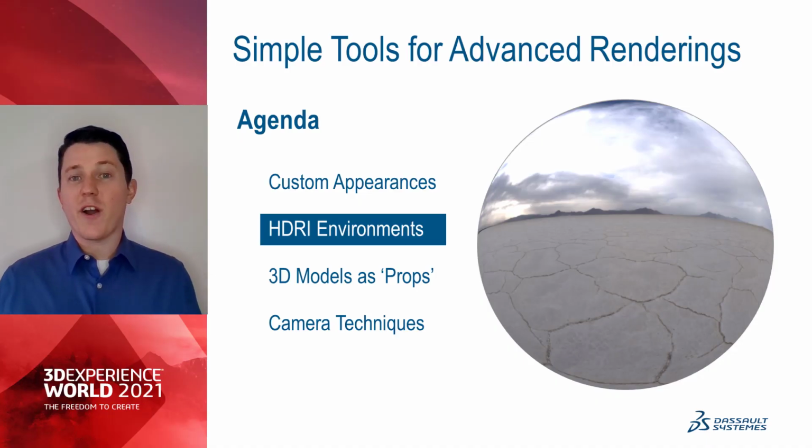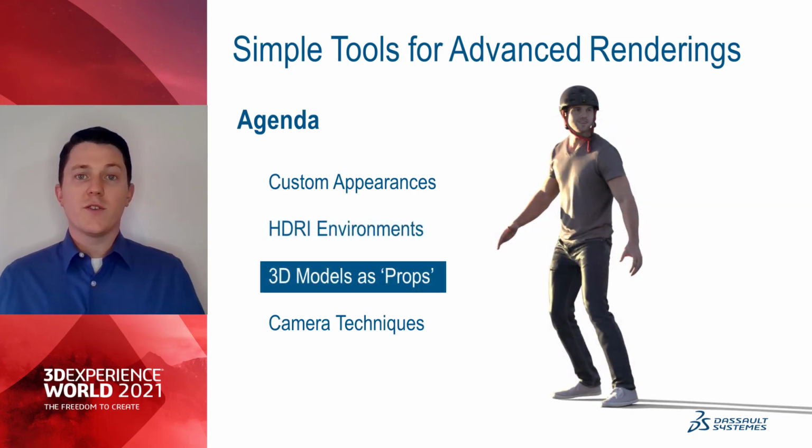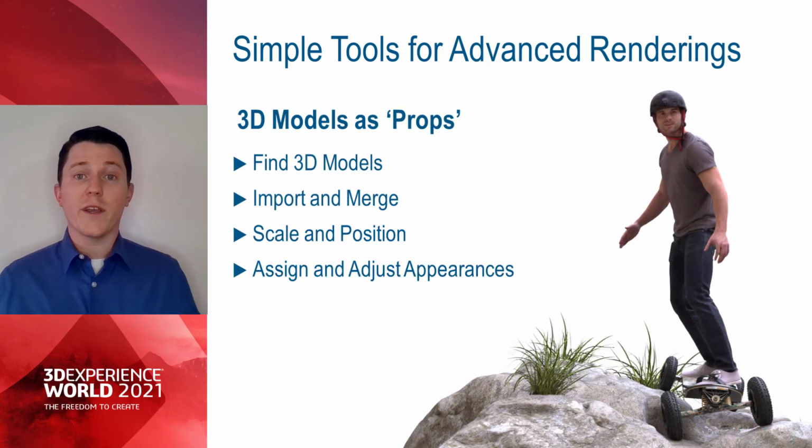While the HDR environments go a long way to help with the realism of your model, there's another step that I've found to really boost it, and it has to do with adding context to your models. So we develop SOLIDWORKS models by themselves, but we don't always design all of the things that they might interact with. So in the case of this board, it will sit on a mountainside. This is where I have employed a strategy that I call using 3D models as props.